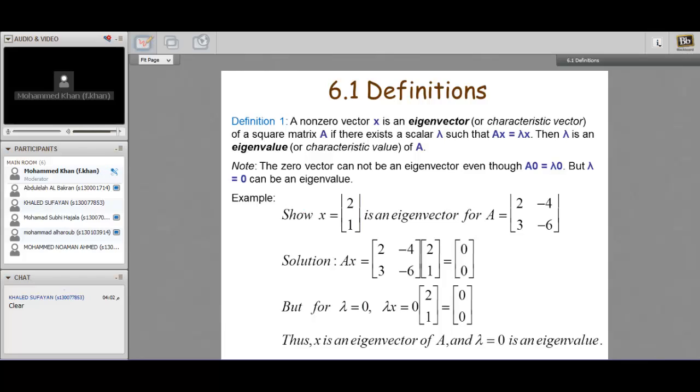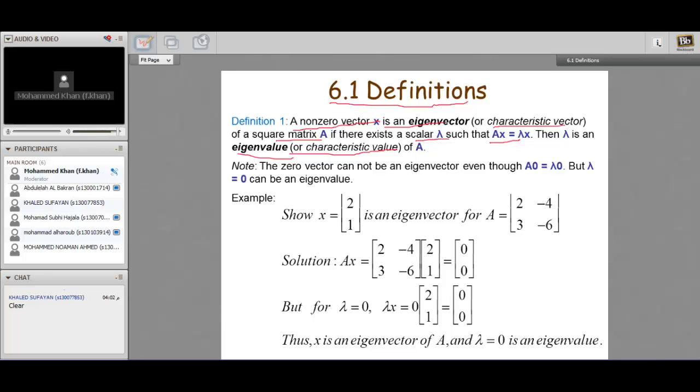We are going to discuss today what eigenvalues and eigenvectors are. First of all, we are going to discuss the definition of eigenvalue. The definition says that a non-zero vector x is an eigenvector, or characteristic vector, of the square matrix A if there exists a scalar lambda such that Ax is equal to lambda x. Then lambda is an eigenvalue, or we can say characteristic value of A.